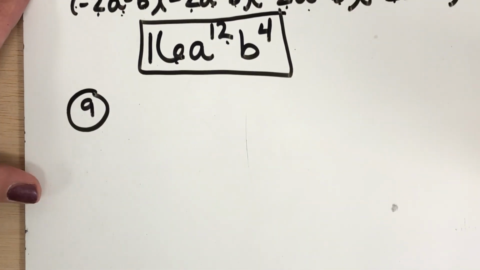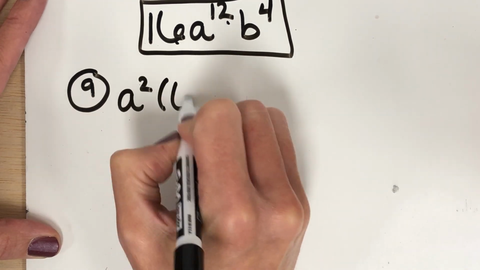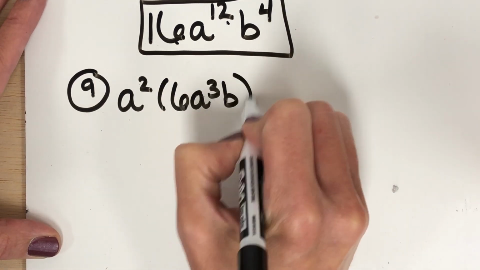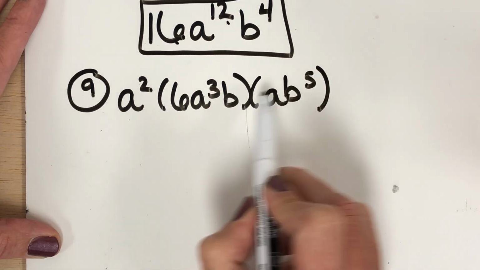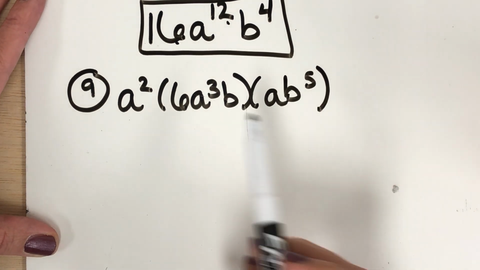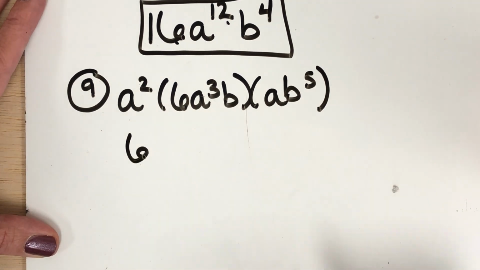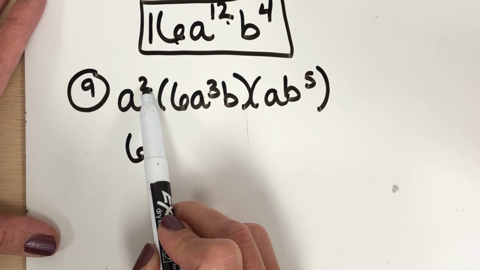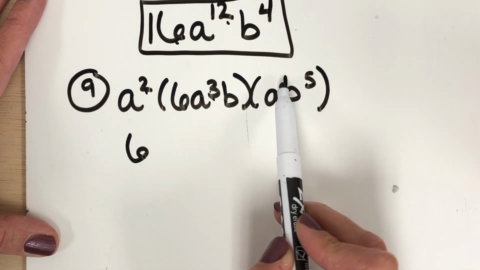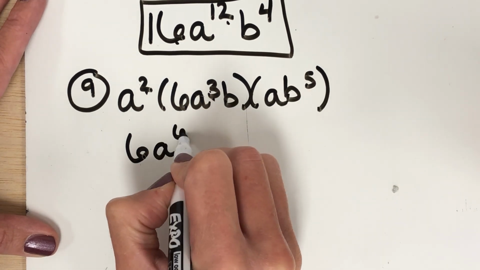Number 9 is a squared times 6a to the third b times ab to the fifth. I have all multiplication, so I'm going to deal with my number first. I have no number other than 6, so my coefficient will be 6. Now I'm going to deal with my a's. All I have is multiplication, so my rule for that was I am adding the exponents. So I have 2 here, 3 here, and 1 here. 2 plus 3 plus 1 is 6, so a to the 6.